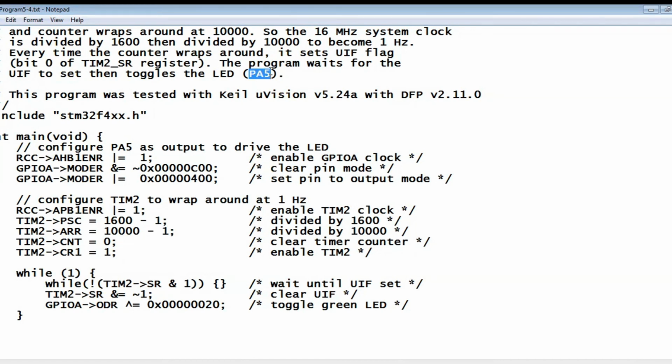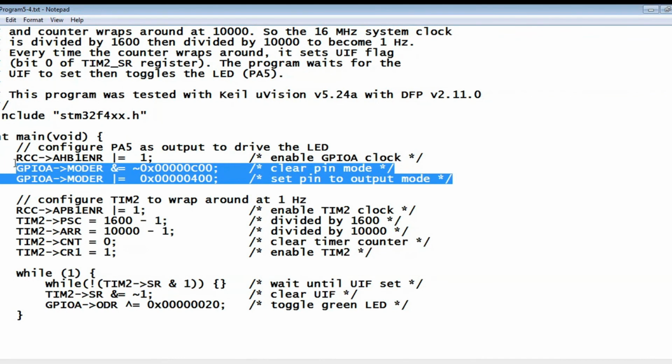When you are writing 01 to bit number 11 and 10 of the mode selection register, you are configuring PA5 as output. That means the 11th bit will be cleared, the 10th bit will be set. That is why you are writing OR equal to 4. That means the 10th bit will be set. In the previous statement, the 10th and 11th bits you are clearing. In this step, the 10th bit you are setting. So you are configuring PA5 with output direction in this step.